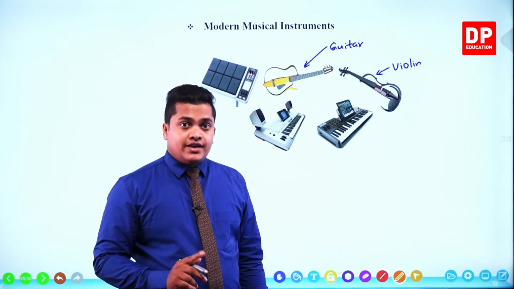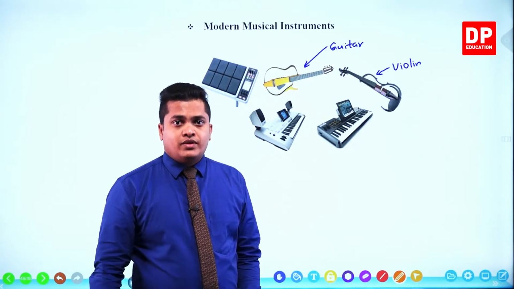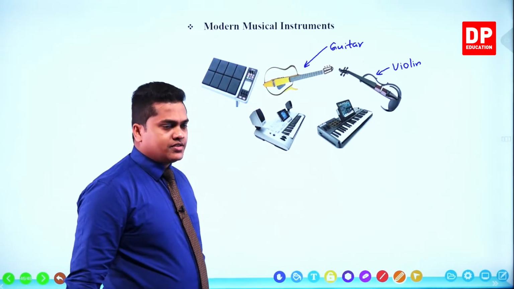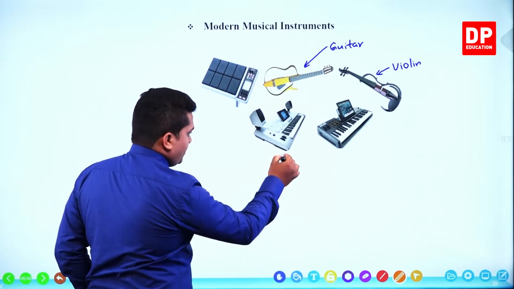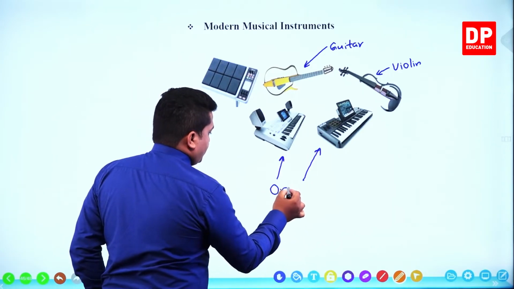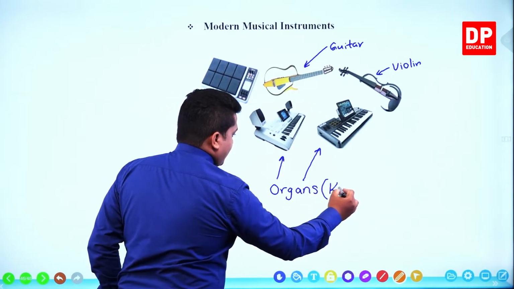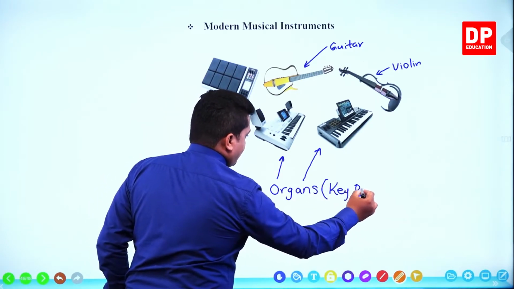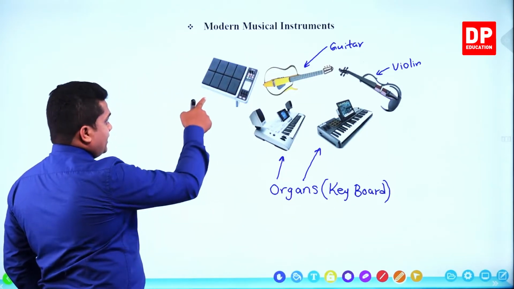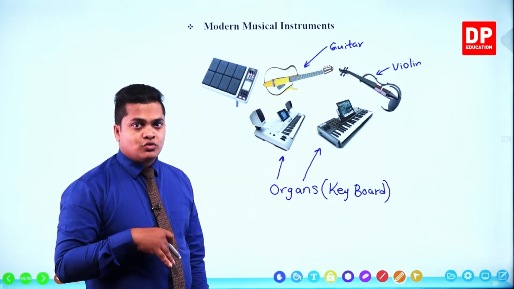And the other thing is that the recorded sounds can be played within these instruments as well, especially in keyboards, or in our terms, organs. So these things are organs, not just organs, electronic organs. Keyboards. And this is also a most common modern musical instrument.